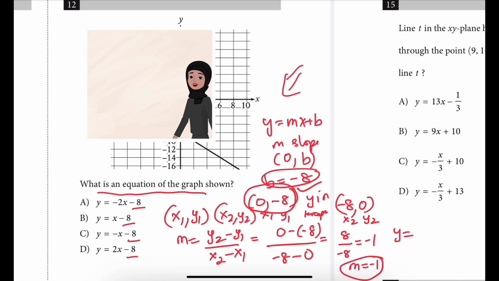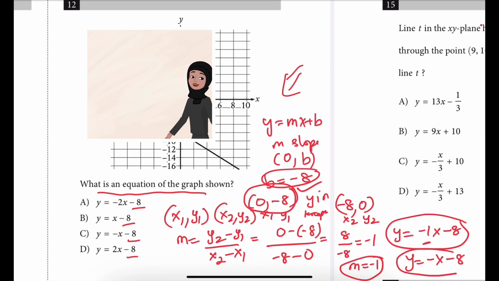y is equal to negative 1x plus b, and the y-intercept was negative 8. So this is the equation we have to look for. Or in other words, sometimes we don't even write the coefficient, so negative x minus 8. If we find either of these in the answer choices, that will be our answer.